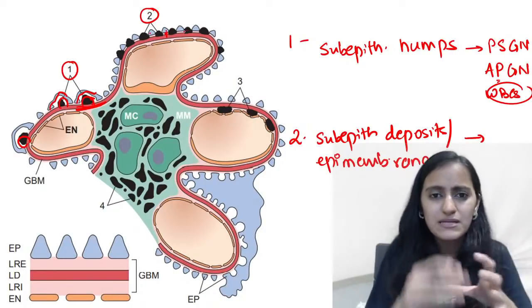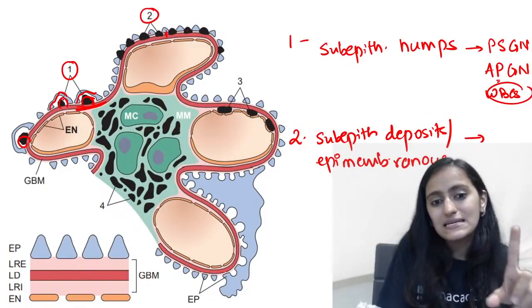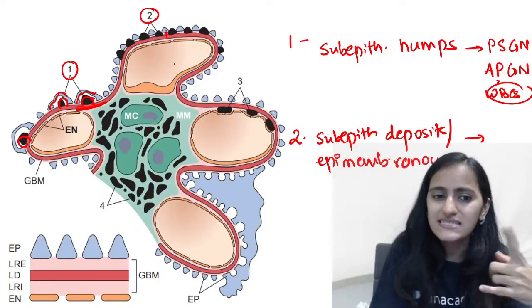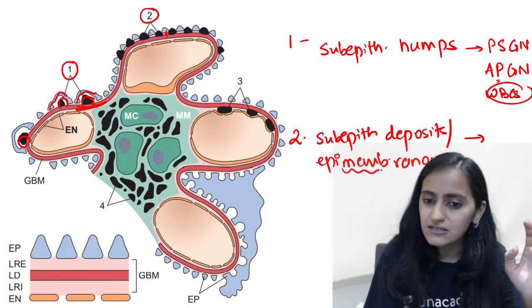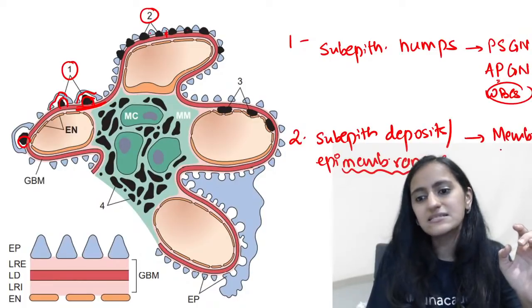So those are in between the epithelium, okay, not beneath the epithelium. Subepithelial humps nahi hai. These are deposits, epimembranous. As the term says, membranous. So these are seen in membranous nephropathy.